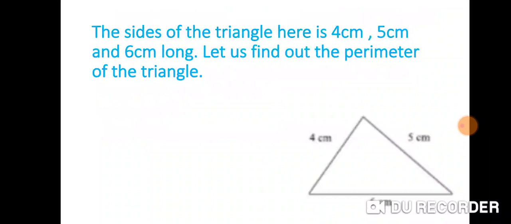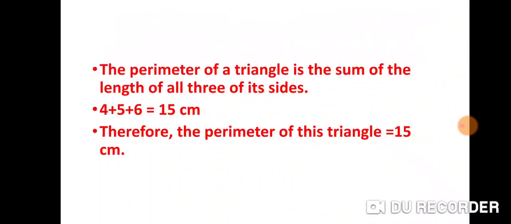Now we go ahead towards the triangle. Now a triangle, we are all aware, has three sides, right students? So in the same manner, the sides mentioned here are 4 centimeters, 6 centimeters and 5 centimeters. So we are going to be finding out the perimeter for this triangle. The perimeter of a triangle is the sum of the length of all the three sides.